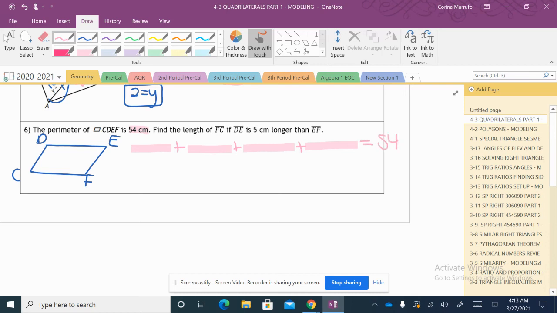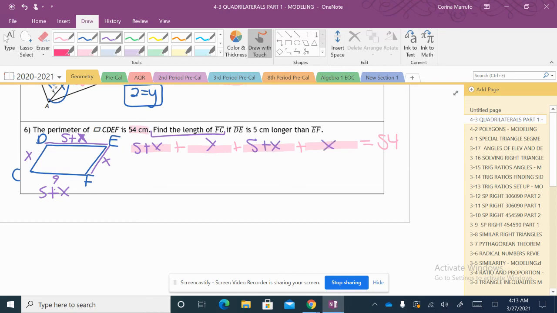Then it says find the length of F to C. So since they're telling us to find the length from F to C, we're looking for this side. If DE, from here to here, is 5 centimeters longer than E to F, I'm going to call that one X. So 5 plus X will give me this side here. This side is X, that means this side is also X, and this side is 5 plus X. So I'm going to add up all the sides: 5 plus X plus X plus 5 plus X plus X.